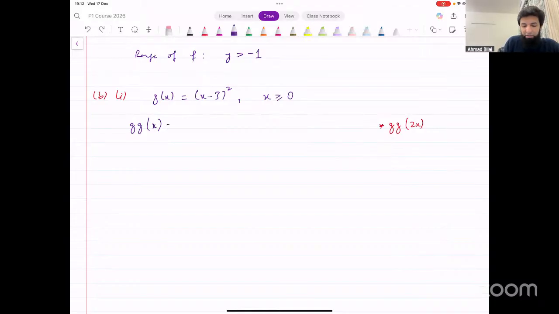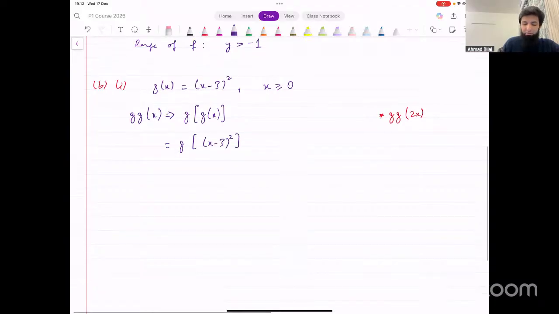How do you evaluate this? We've done multiple examples like this before. What this means is we just have to input the function g inside g. So it looks like this, g of g, okay? Now what is g? g is x minus 3 whole squared, so it becomes g of x minus 3 whole squared.